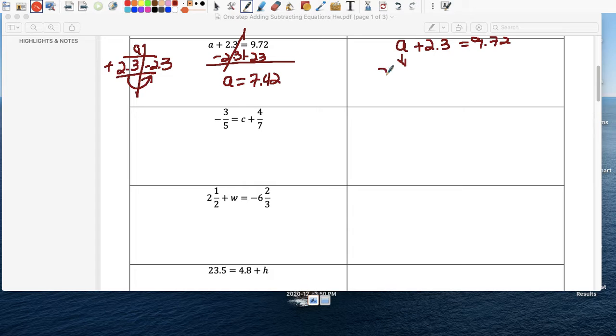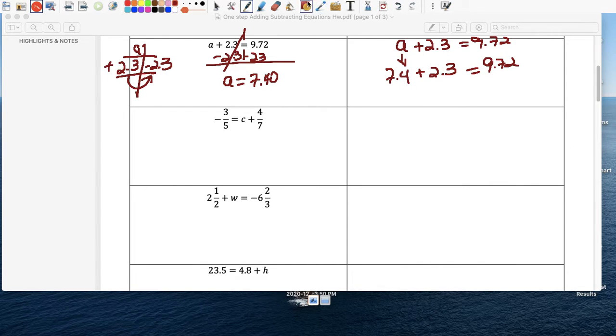Let's check. They're saying that a has to be 7.42. So if I replace that with 7.42 and I add that to 2.3, hang on a second. No, there's something wrong here. Wait, oh yeah, there's a mistake. I get that, equals 9.72.